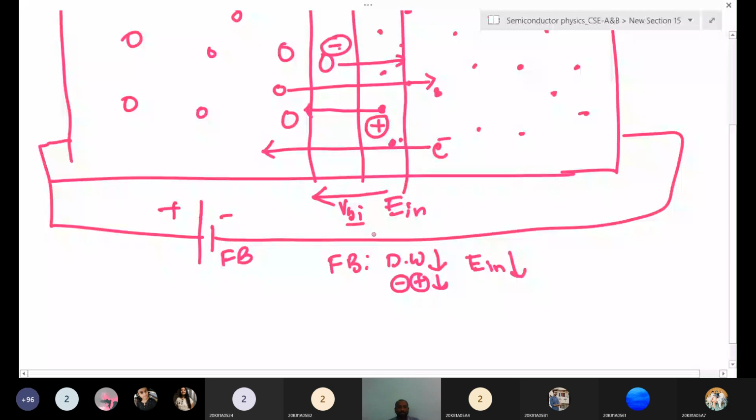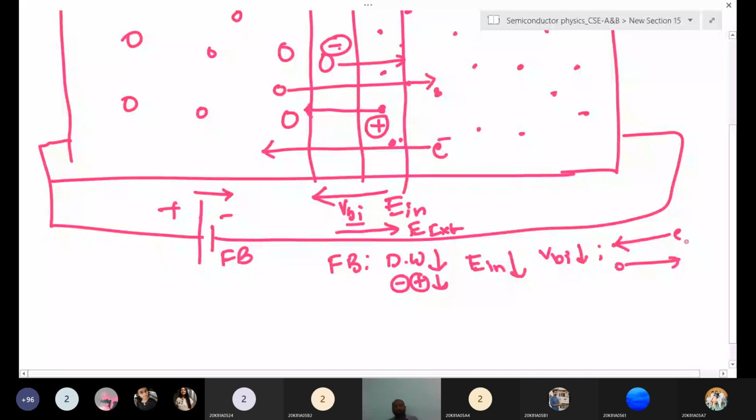Suppose this is the internal and this is the external electric field. The external field direction is always plus to minus. So the resultant electric field is also reducing. Because of this, the built-in potential, the height, is also reducing. So more electrons will diffuse here and more holes will diffuse in this process. In forward bias, diffusion is the main dominant process.